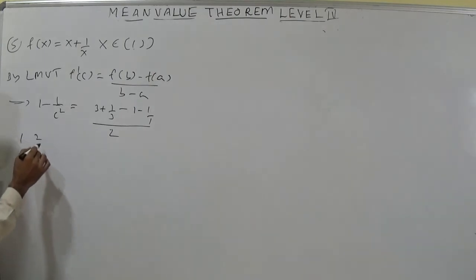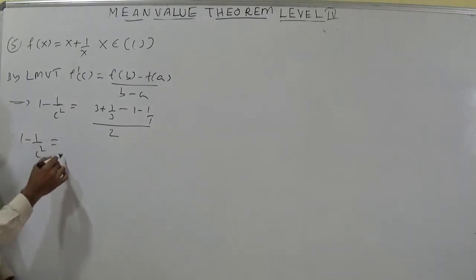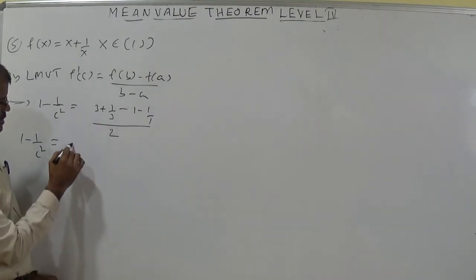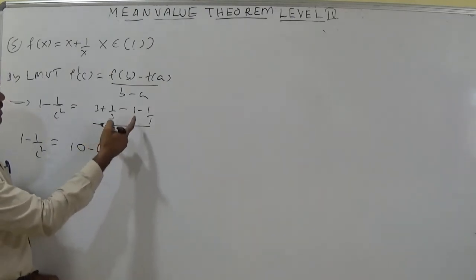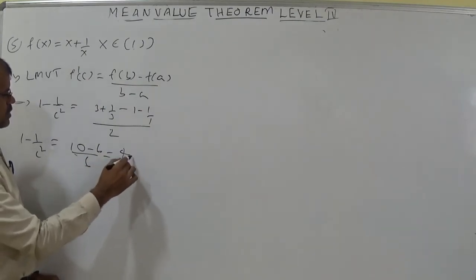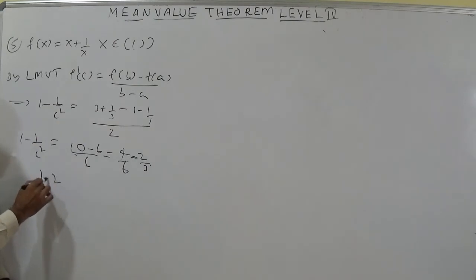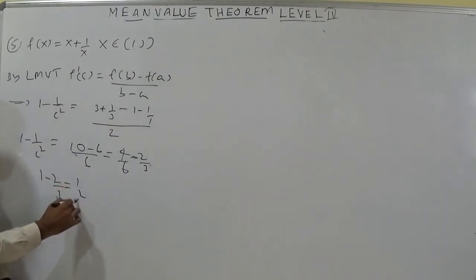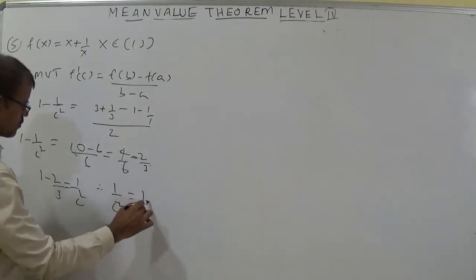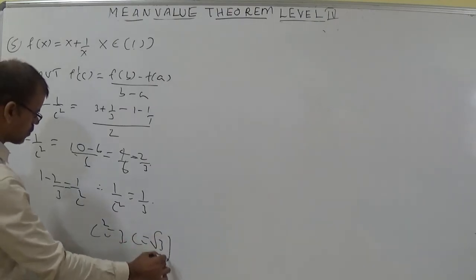You can write here 1 minus 1 by c square is equal to, take an LCM, 3 threes are 9, this is 10 minus 6 because 1 plus 1 is 6 by 6, 4 by 6, you can write this one as 2 by 3. So 1 minus 2 by 3 is equal to 1 by c square. Therefore 1 by c square is equal to 1 by 3, c square is equal to 3 and c is equal to root 3.